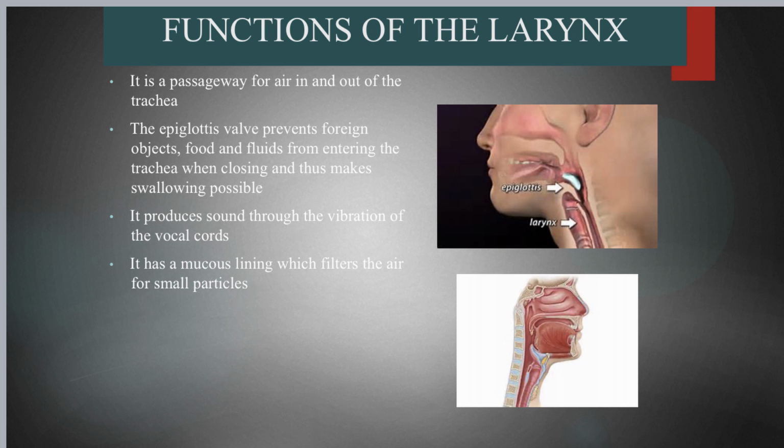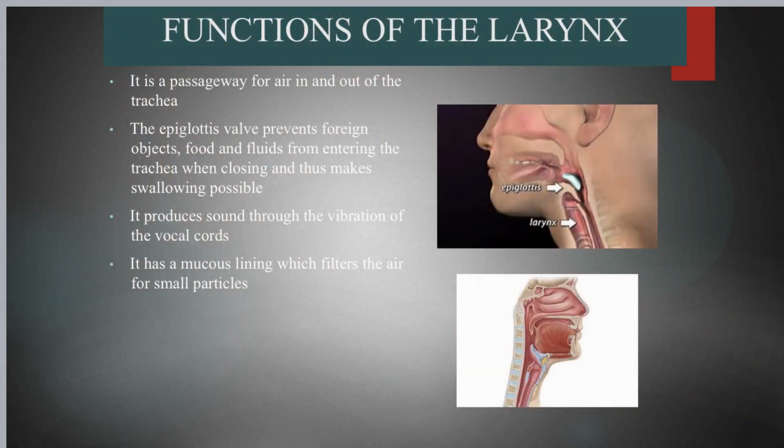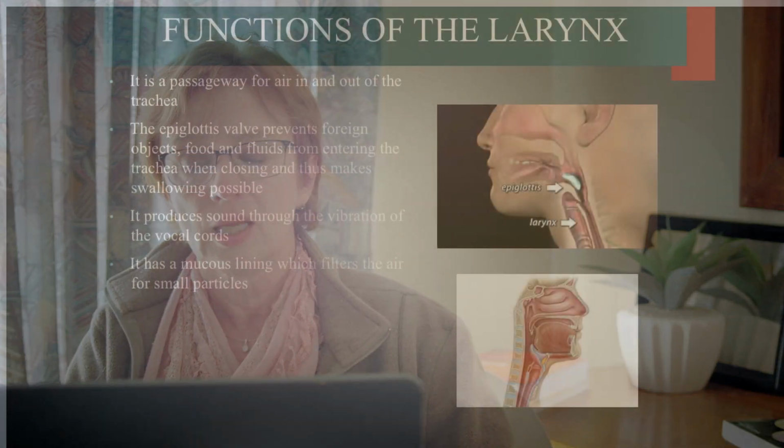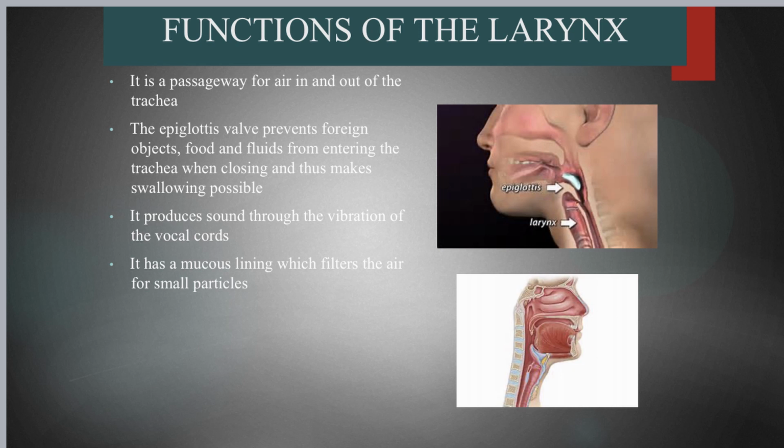When you look at the functions of the larynx, it is the passageway for air in and out of the trachea. The epiglottis valve that we've already discussed prevents foreign objects like food and fluid or anything from entering into the lungs, and it also makes swallowing possible. It produces sound in the larynx through the vibration of the vocal cords. The vocal cords are situated in the larynx, and it also has a mucous lining which filters the air from small particles. When we look at the trachea, the common word for trachea is your windpipe.